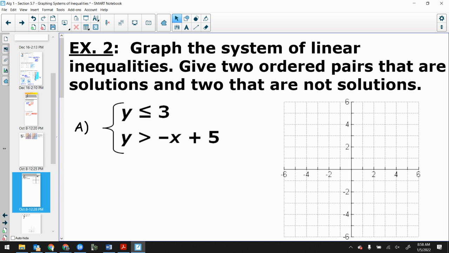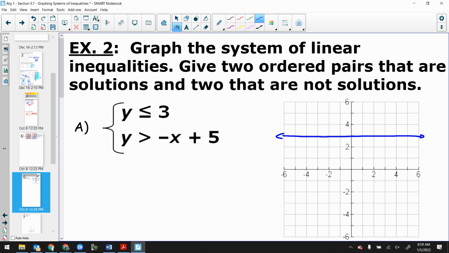All right, I have y is less than or equal to 3. Ooh, this is our first one that has only a y. What type of line do you think that is? Horizontal. It's a horizontal line. Good. Horizontal line at 3. So let's graph it. Dotted or solid line? Solid, because there's an or equal to there.